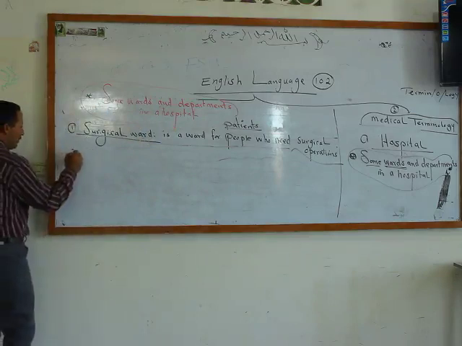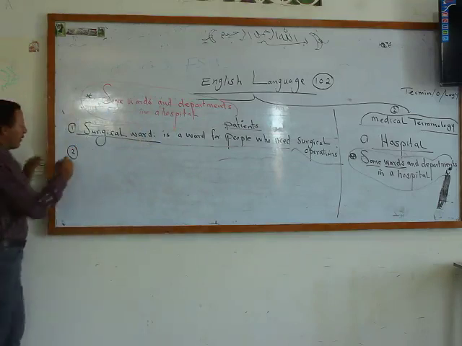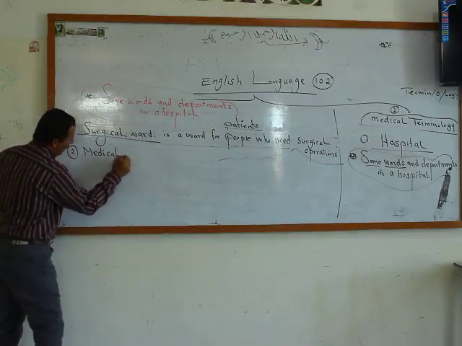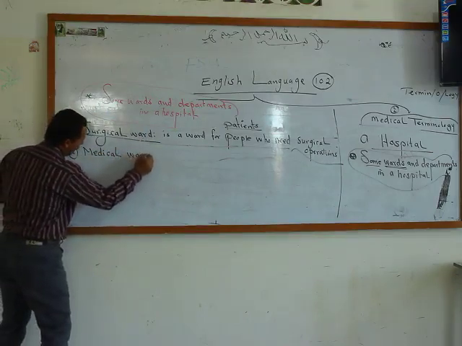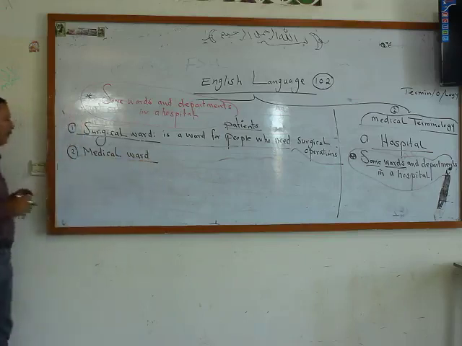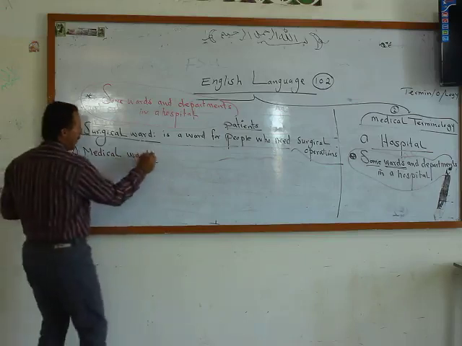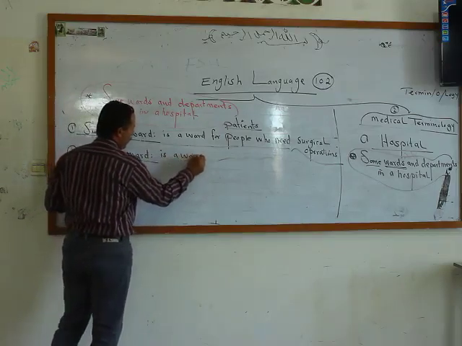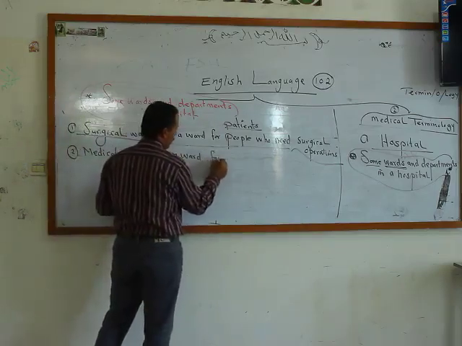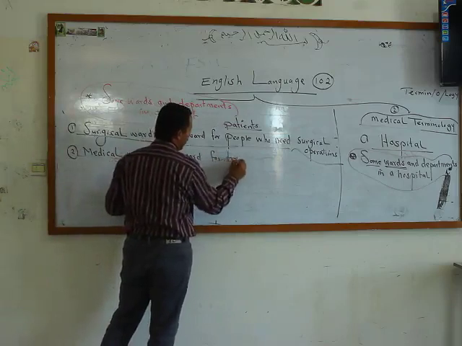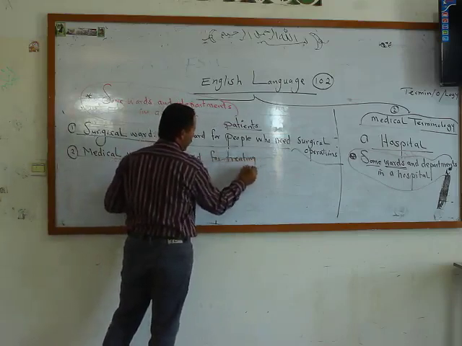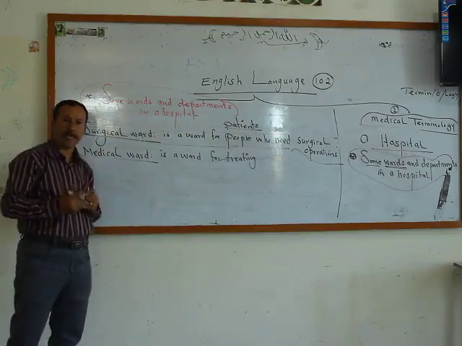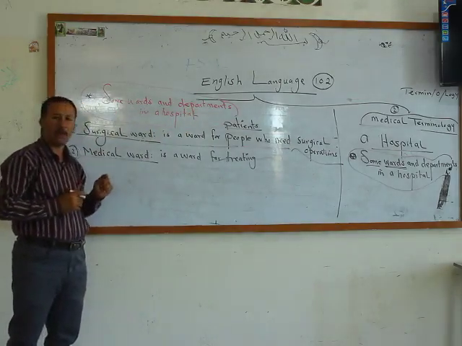Number two. We have another department. What is it here? Medical word. What is the medical word here? A medical word here is a word for treating. Treating means cure. It's taken from the verb treat.